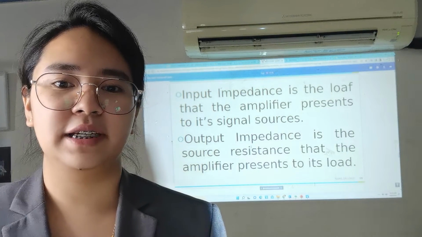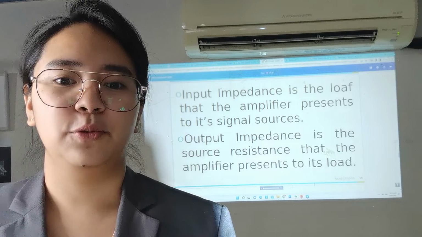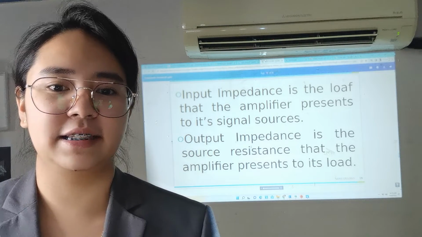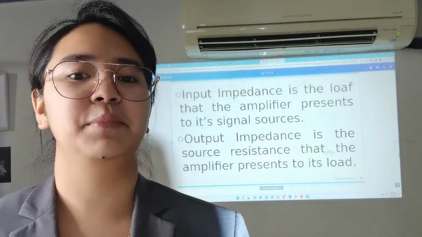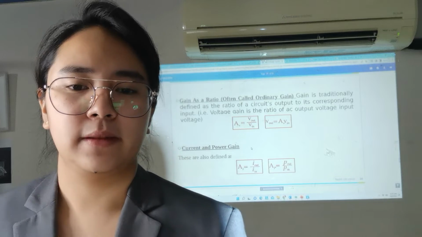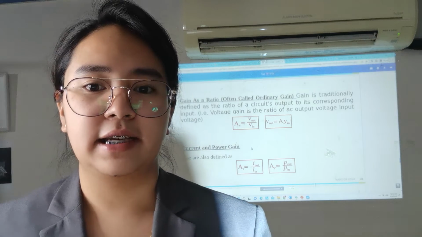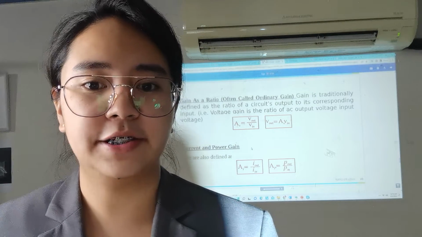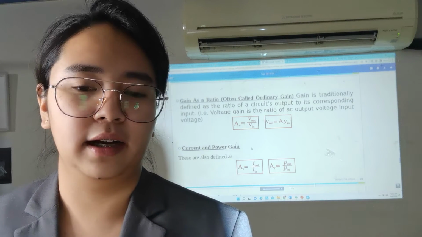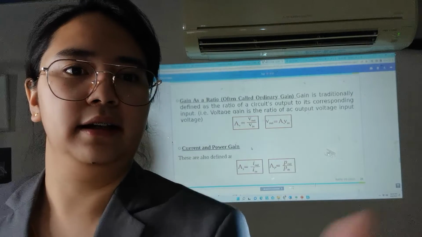Input impedance is the load the amplifier presents to its signal source. Output impedance is the source resistance that the amplifier presents to its load. Gain is a ratio, often called ordinary gain. Gain is traditionally defined as the ratio of a circuit's output to its corresponding input. The current and power gain are also defined as below.